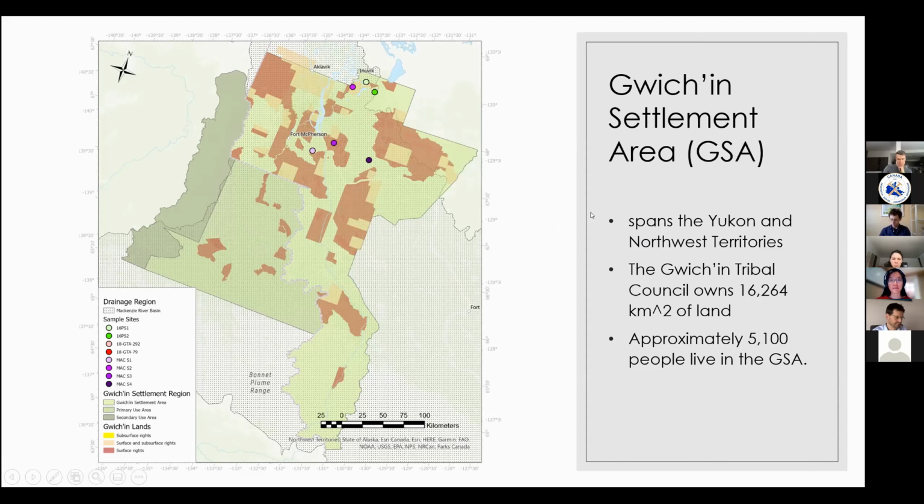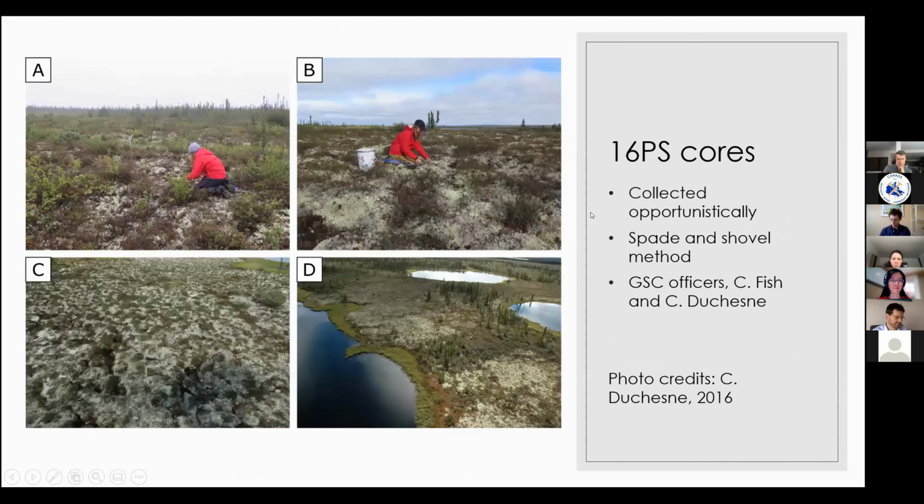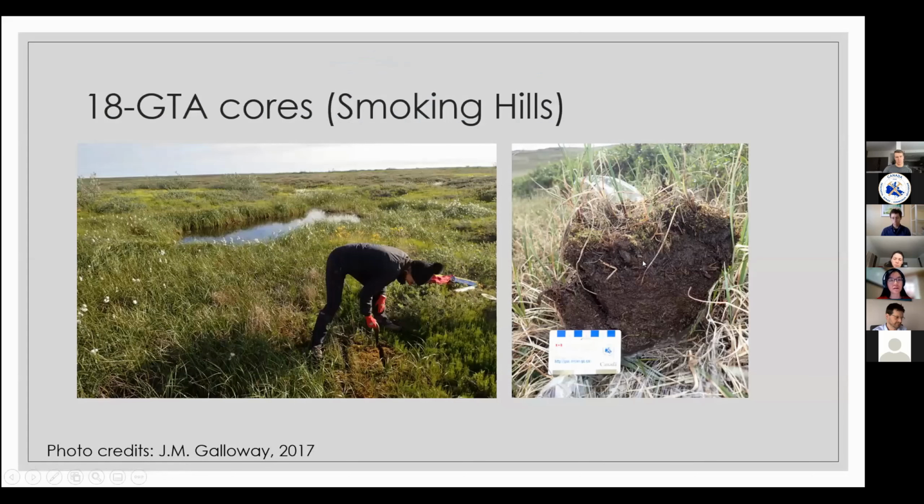Looking at the 2 green ones, these are the 16 PS cores, which were collected by GSC officers Colleen Fish and Caroline Duchesne. They were collected using a spade and shovel method in 2016. The bottom 2 figures here are just the sites. And then there are the 2 samples that were outside of the basin, which are the 18 GTA cores, collected by GSC officer Jennifer Galloway in 2017.